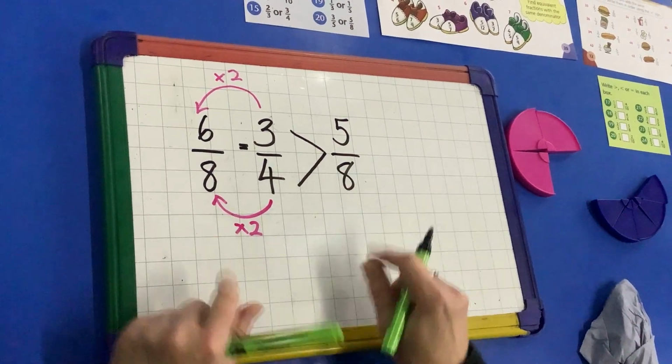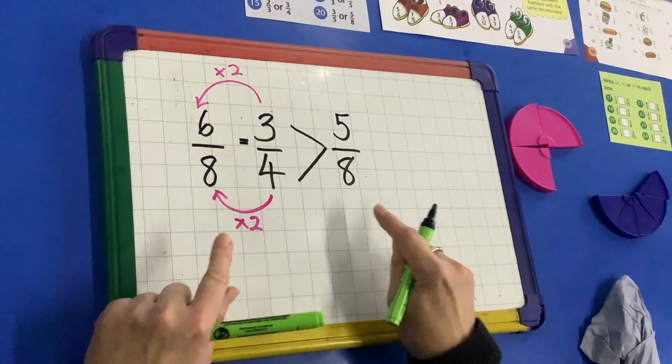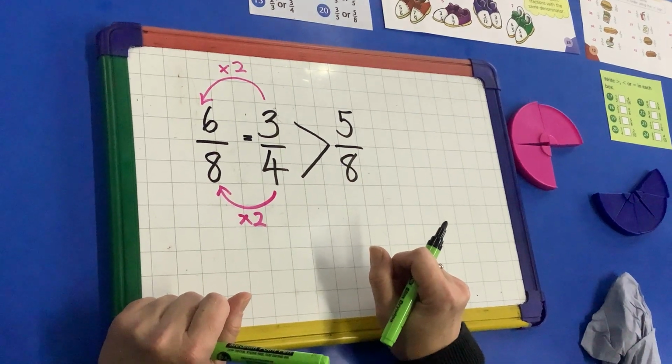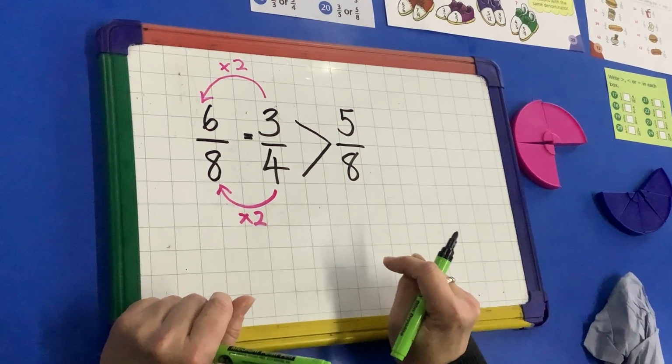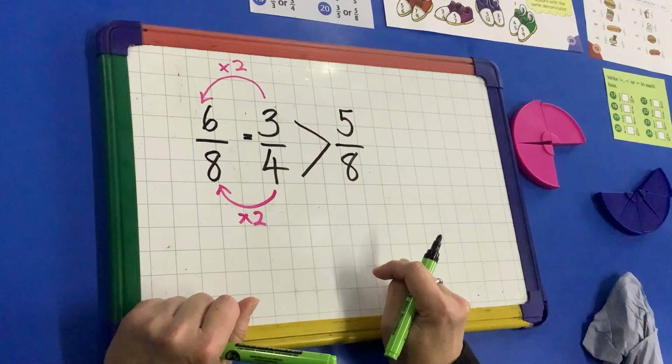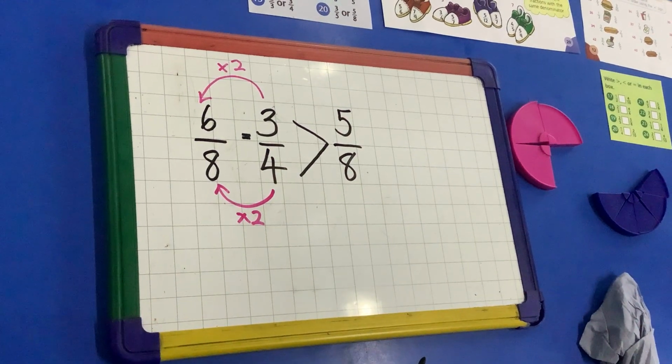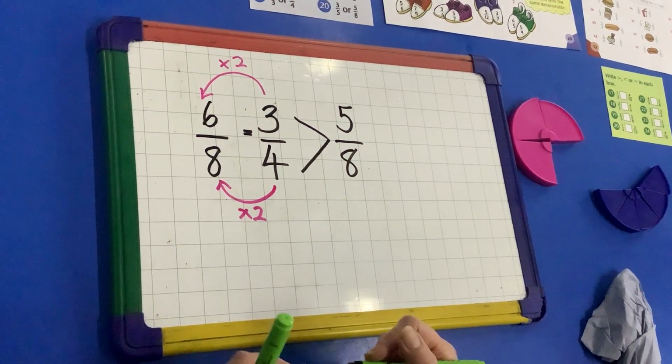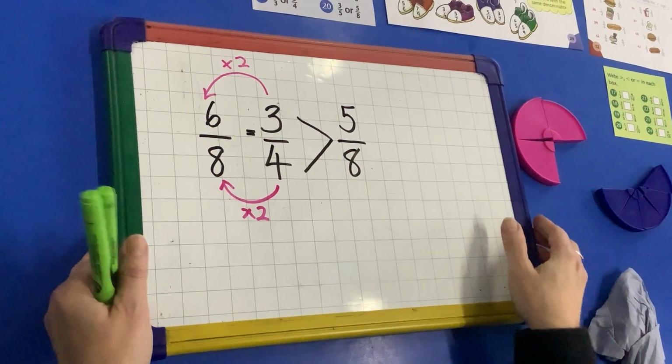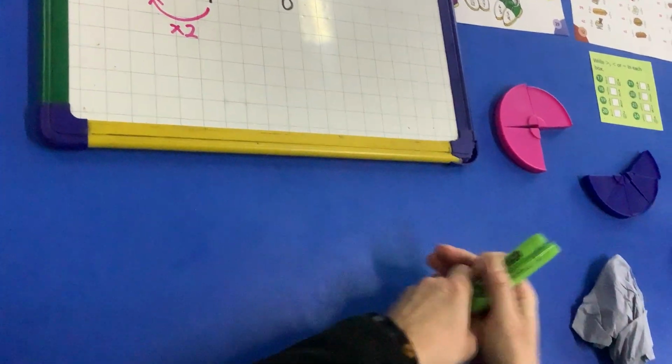It clearly shows you're working out. So when you're comparing your fractions, try to make your denominators the same using what you know about equivalent fractions. And I will just prove this to you with the equipment just to show you.